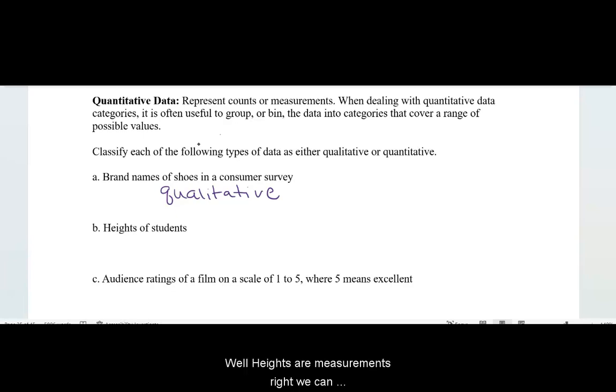Heights of students. Well, heights are measurements, right? We can write down everybody's height. That's a number. That's a measurement. So that one would be quantitative.